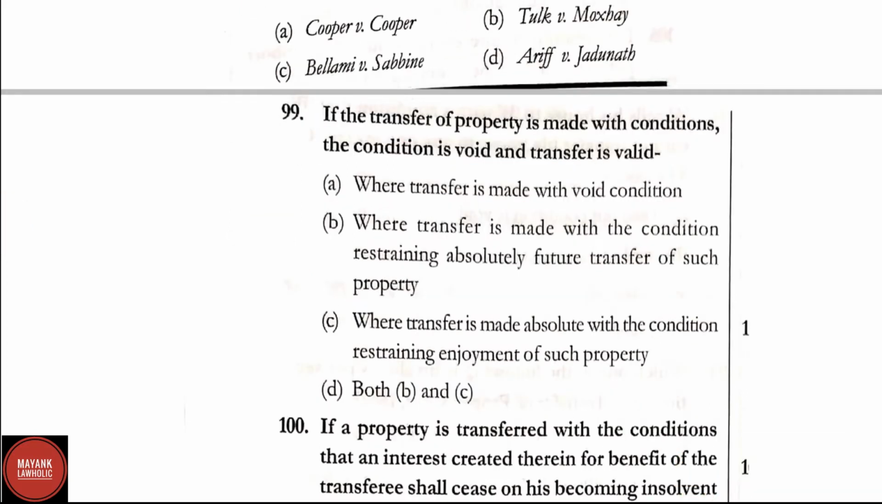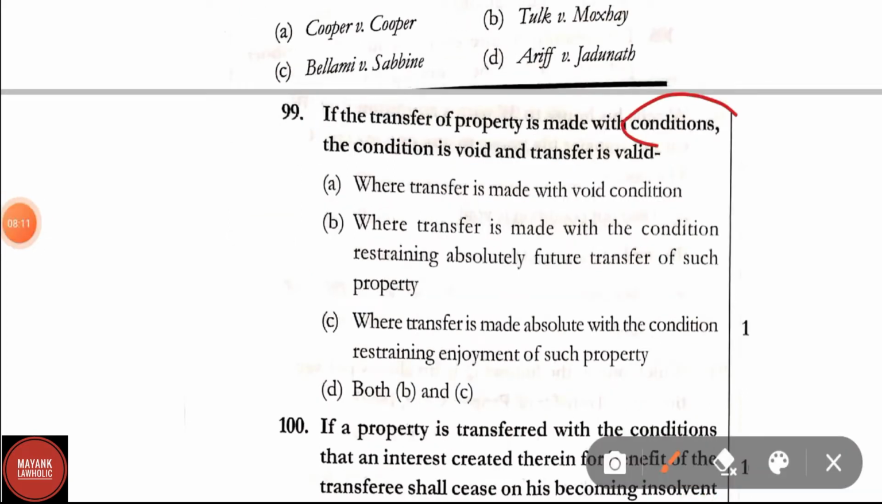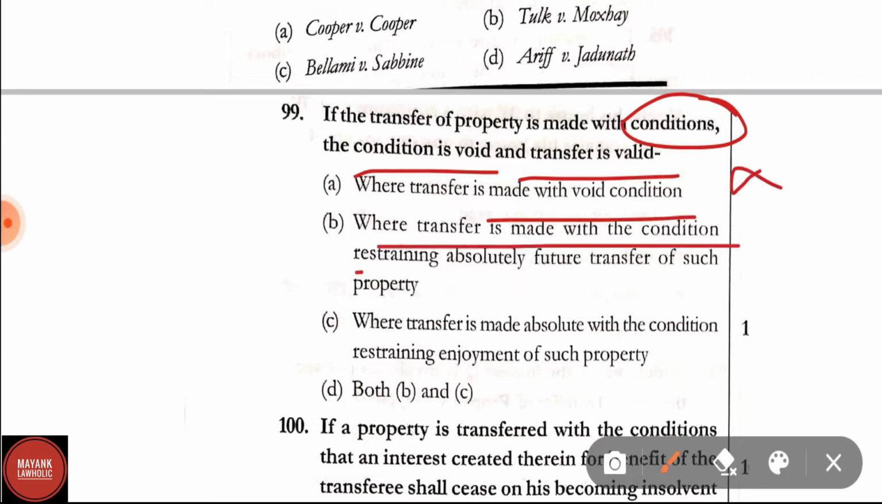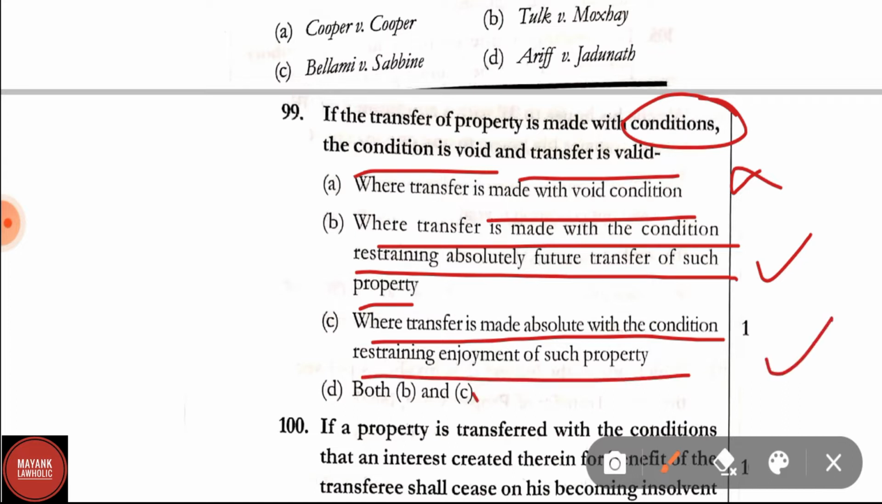Question number 99. If the transfer of property is made with conditions, the condition is void and the transfer is invalid. Where the transfer is made with void condition, where transfer is made with the condition restraining absolute future transfer of such property, where transfer is made absolute with the condition restraining enjoyment of such property. Correct answer is option D, that is both B and C.